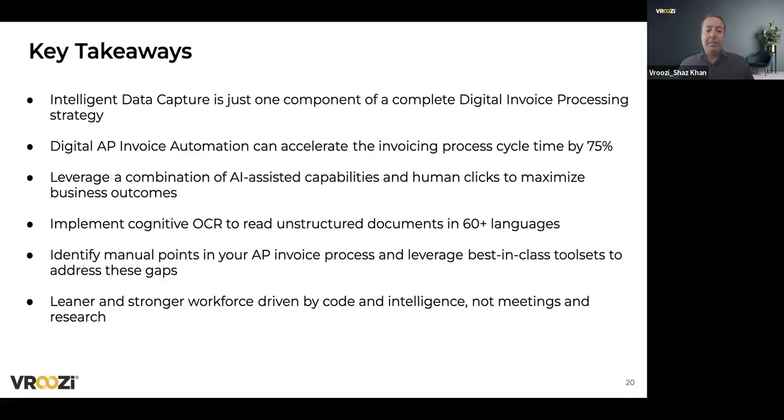And then finally, on the bottom, a leaner and stronger workforce driven by code and intelligence, not meetings and research. This is very critical. The next generation of the workforce is not going to be inundated with meetings and research and reconciliation. They're going to be driven based on code and intelligence embedded in platforms that are going to provide really, really incredible validations and confidence scores to the user in what corrective course of action to take, removing friction from that AP department process today that is still very much real within companies throughout the world.